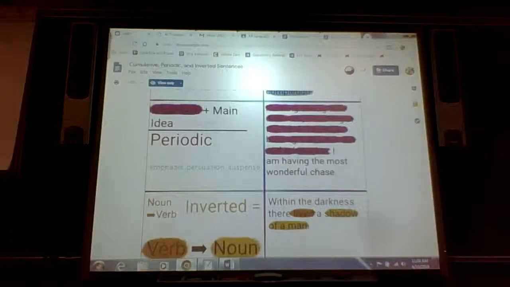So periodic is the reverse of that, where the modifiers come first and then the clause comes afterwards. So, running through the darkness, breathing in the harsh frozen air, burning with adrenaline and exhaustion, I am having the most wonderful chase. It's emphasis and persuasion if you use it correctly, and it adds suspense. Yeah, that's pretty much it.